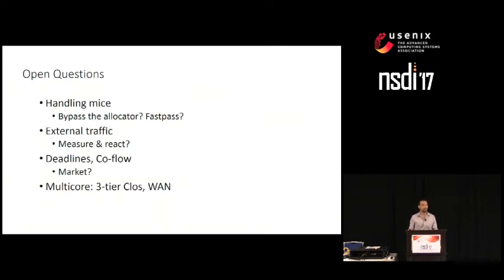Flowtune does not support deadlines or co-flow scheduling, which are useful abstractions. For that, it might be possible to allow the utility functions to change over time, thereby essentially creating a market where Flowlets bid for network capacity. We've specified the multicore algorithm for 2-tier Clos topologies. It will be interesting to see if this can be generalized to 3-tier Clos topologies, which are common, and maybe how to make these good algorithms for the wide area network.